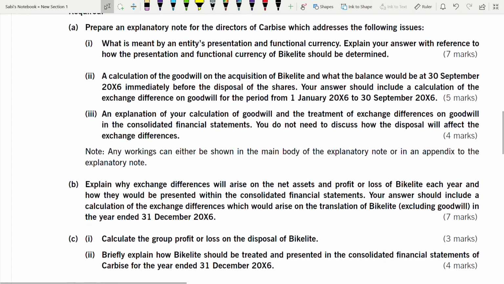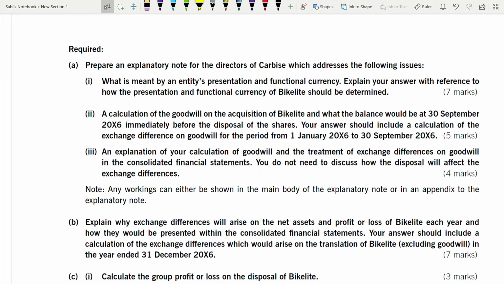Okay, so here you can see we have some requirements. Requirement A, prepare an explanatory note for the directors of Kabais which addresses the following issues. So what do we have to prepare? An explanatory note. Now don't panic, what is this explanatory note? The good thing is it does not have a standard format, so you can write it any way. It's just like a note you're explaining. Okay, so there are 3 requirements for part A. First, before I read the requirements, you can see there is a note. So let us read this note. What is it? And any workings can either be shown in the main body of the explanatory note or in the appendix to the explanatory note.